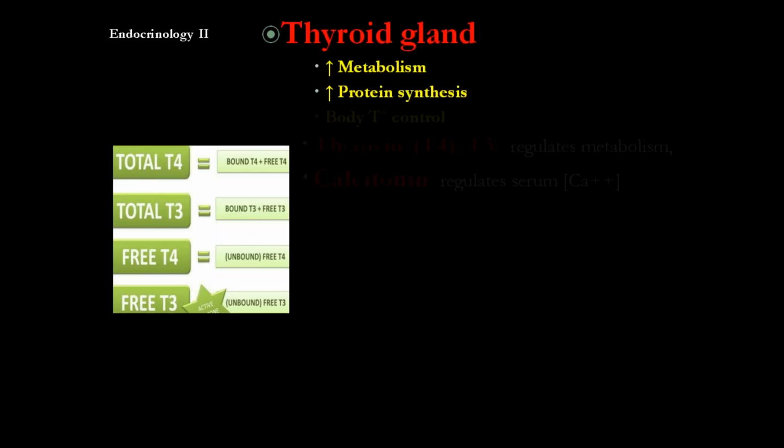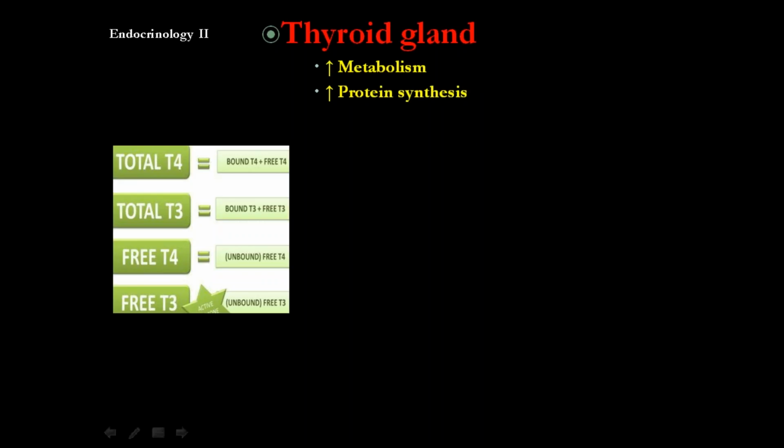So here we have the main functions of the thyroid gland hormones. They are going to increase the metabolism. Increasing the metabolism implies that the body is going to require more oxygen. It's going to consume more oxygen. Then we have the increase of proteins.